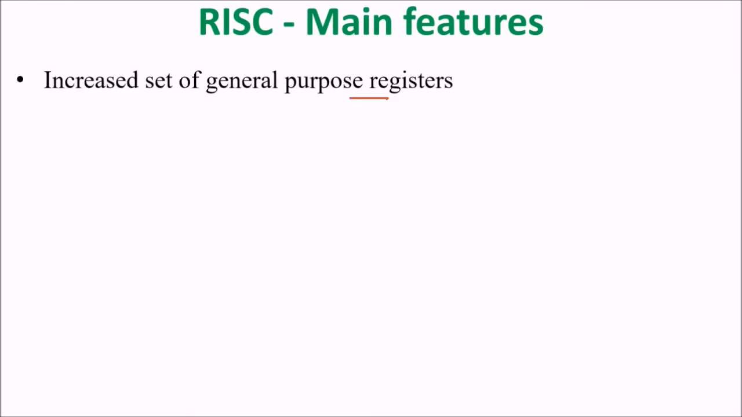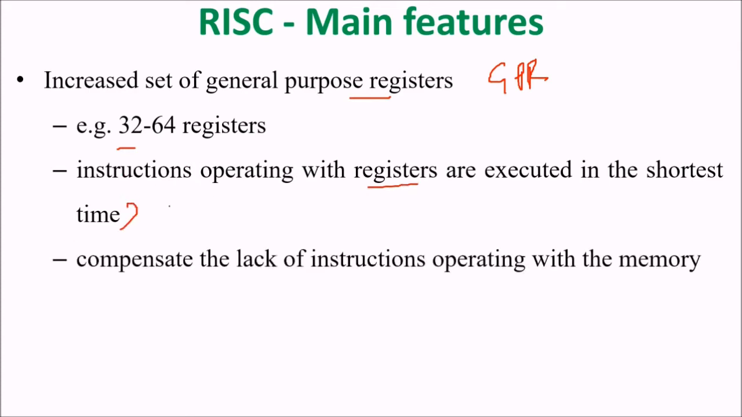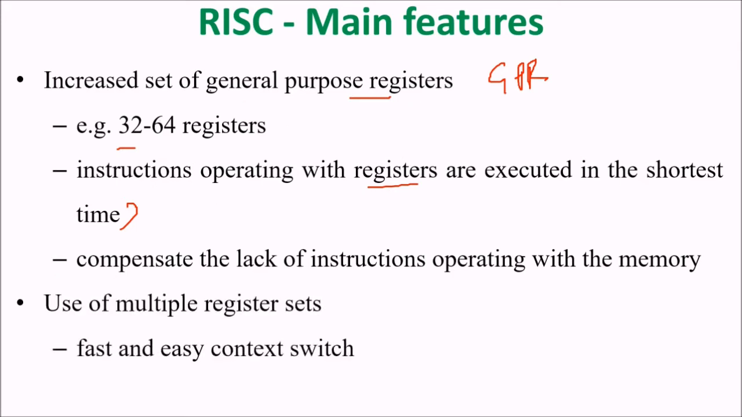Increased set of general purpose registers, that is GPR, for example 32 to 64 registers, and instructions operating with registers are executed in the shortest time possible. This also compensates for the lack of instructions operating with the memory, and the use of multiple register sets results in fast and easy context switch, and also the use of register set windows.